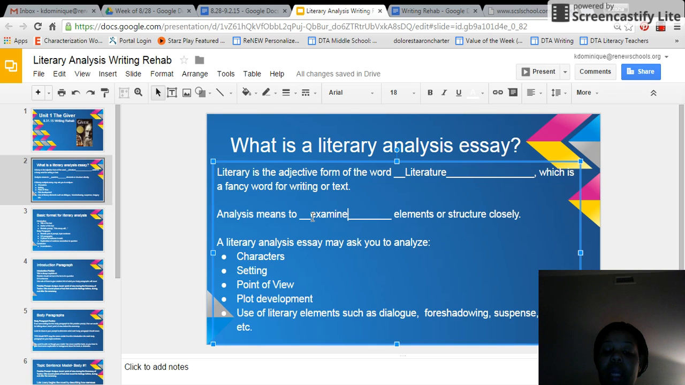A literary analysis essay may ask you to analyze any of the following things: characters, setting, point of view, plot development, the use of literary elements in the story or the text, such as foreshadowing, suspense, imagery, symbolism, the use of dialogue. It may also ask you to analyze the development of the character or the impact that the setting has on the character. So any of these things can basically be analyzed in an essay.